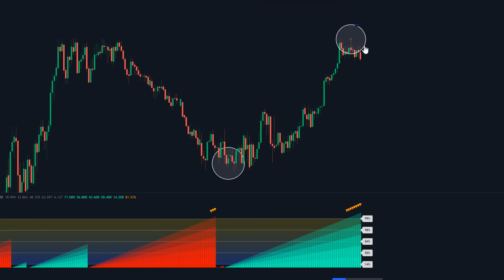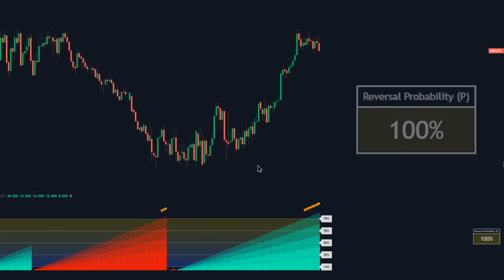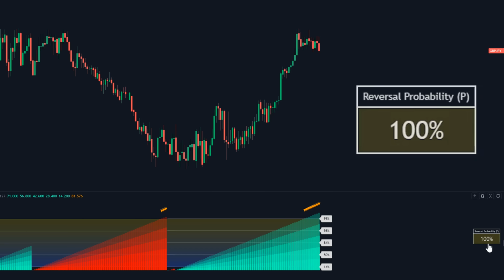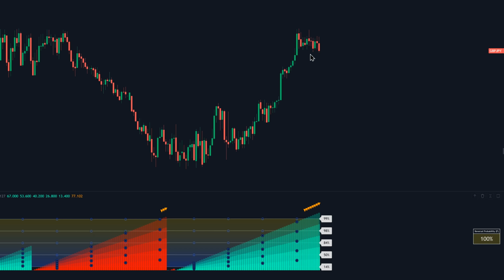Now, going back into the components of the indicator, we have the reversal probability table. This table shows real-time probability values of a reversal happening with different probability levels displayed in percentages. Next, we're going to take a look at the settings of this indicator and see how customizable it can be. After that, we will go over how we can use it to trade.